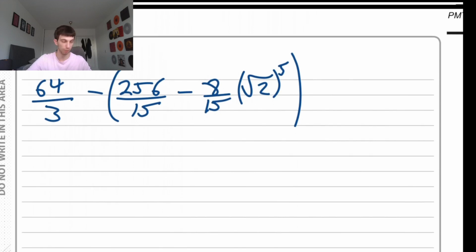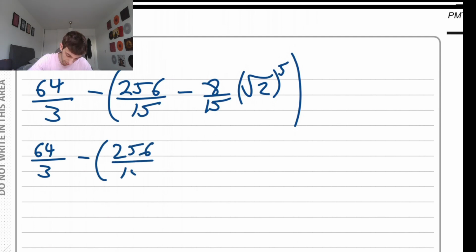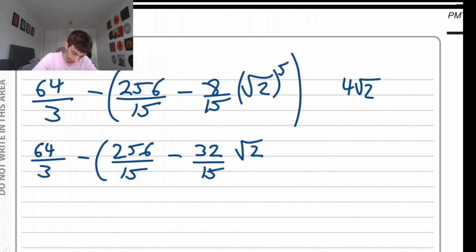Okay, so I'm just going to keep on rewriting this just to make it very, very clear, not to confuse any steps. You don't want to make any silly mistakes in these kind of questions. So 256 over 15 minus, so what is that? Root 2 to the power of 5, 4 root 2. So 4 root 2, 4 times 8 is 32. So we have minus 32 over 15 root 2.